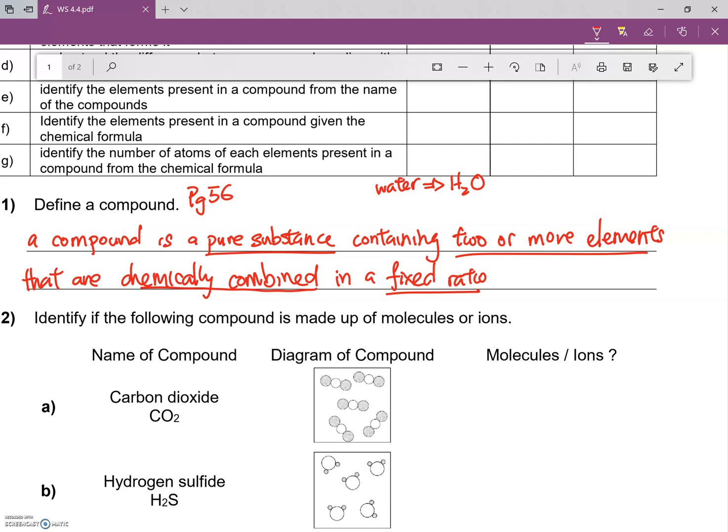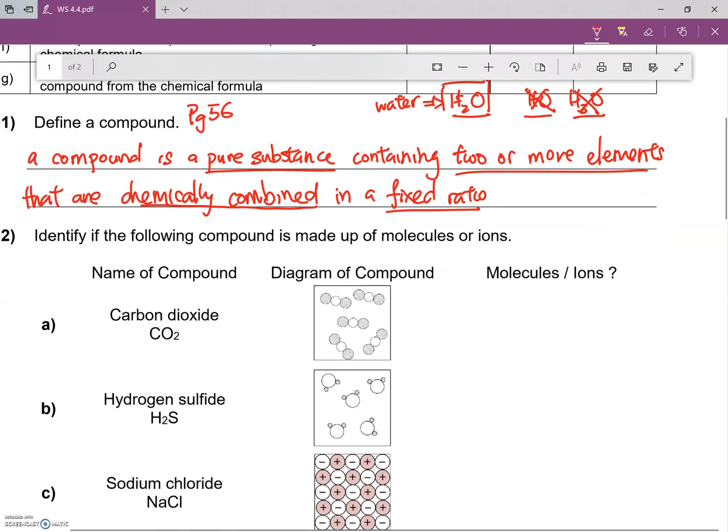So two hydrogen with one oxygen will give you water. If you have anything more, like HO or H3O, all these are no longer water. Okay, so water is very fixed. It is H2O. So this is a compound. It is a pure substance containing two or more elements that chemically combine in a fixed ratio.